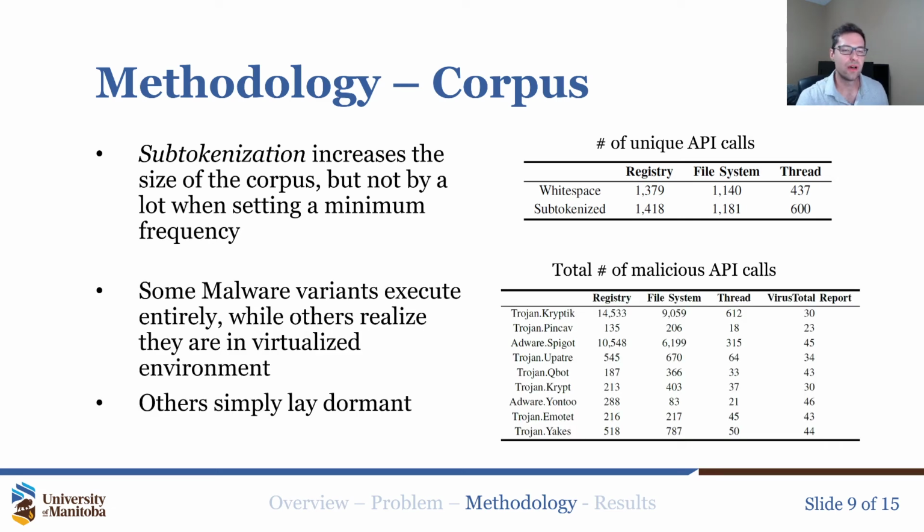We also, in our work, executed 9 enterprise malicious threats, and then we looked at the total number of malicious API calls that were responsible for each of those malware threats, and registry, file system, and thread activity that they're involved in. And this is just to demonstrate that certain malware variants actually execute and then do a lot of things on the host operating system.